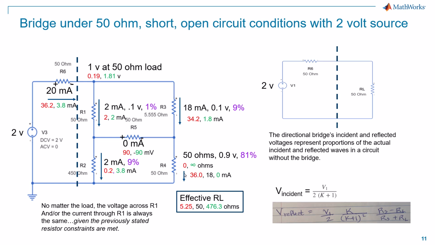Now let's next take the case where R4 is shorted out. It's 0 ohms. In that case, always, the voltage across R1 measuring the incident power stays the same. It's still 2 milliamps through it. It's still a 1 volt drop across the 50 ohms. And of course, that's what we would hope for, because if we're measuring incident power to a load, it should not be a function of the load. Only the reflected power is a function of the load.